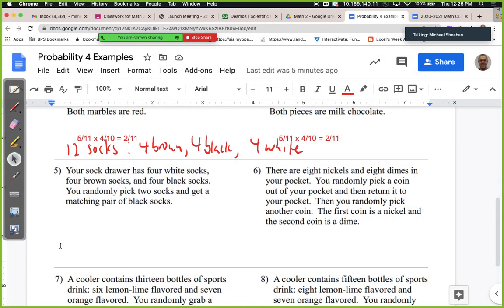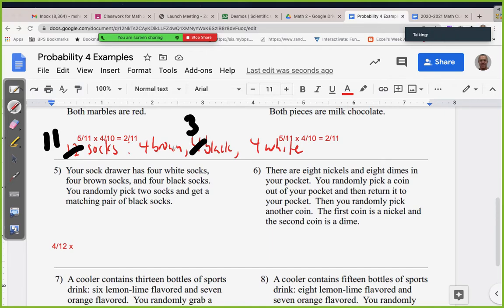All right, so let's see if we can answer this question. The first time I reach into this sock drawer, I'm trying to get 2 black socks, but I'm not looking. I'm just reaching in blind. So 4 out of the 12 socks are black. But it doesn't say I put it back. So if I did get a black sock the first time, then now there's only 11 socks left in the drawer, and only 3 of them are black. So my probability of getting a black sock the second pick is only 3 out of 11.